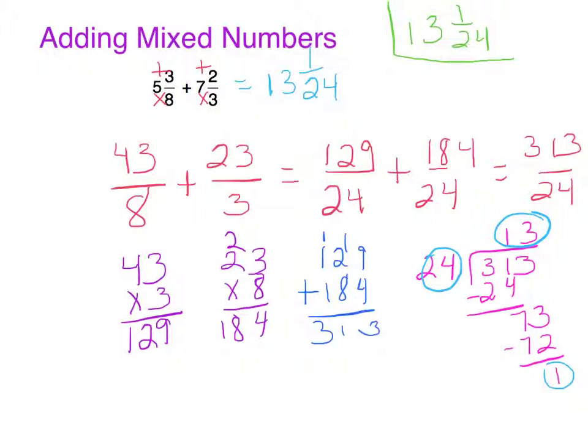When we worked the problem with method 1, we got 13 and 1/24. When we worked the problem with method 2, we got 13 and 1/24. Both methods give the same answer. You can use whichever method you prefer.